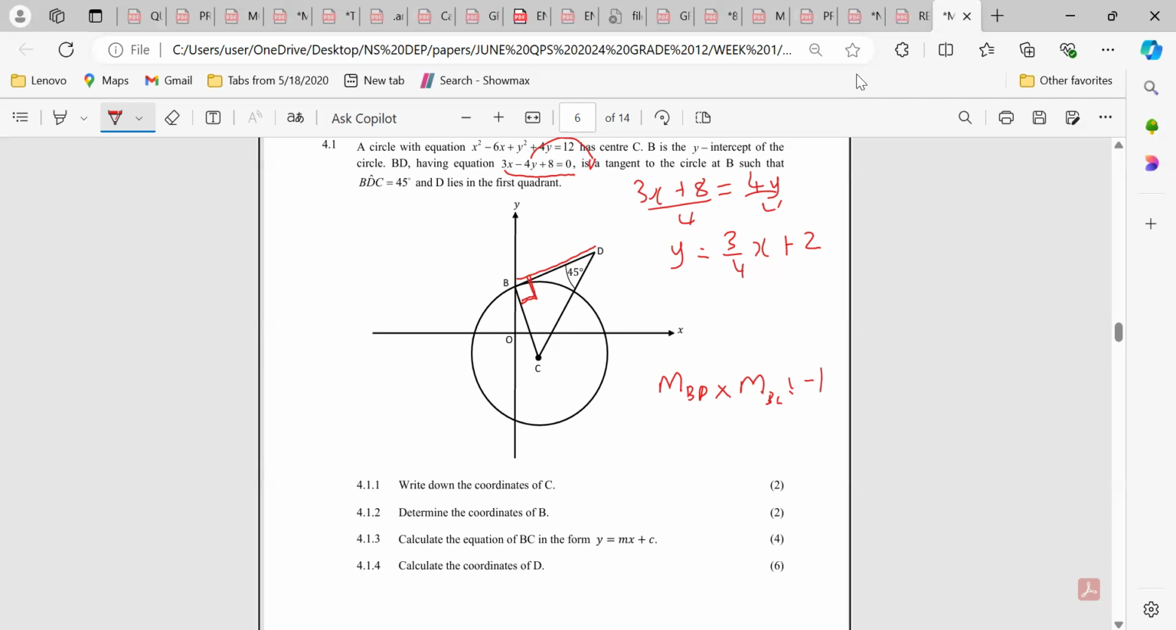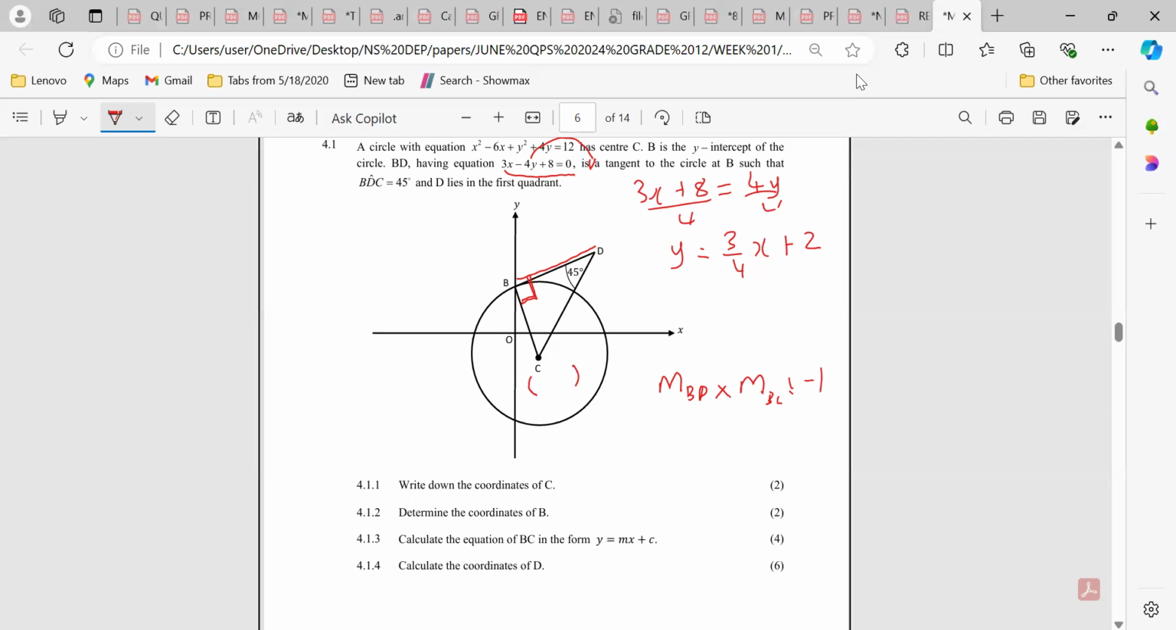Now, on number 1, they say determine the coordinates of C. We need to check: what is C here? C is the center. They told us that C is the center. So how do we get the center of the circle? You are given this equation not in standard form, and you want to put it in the circle form that we know. What is the second form that we know?